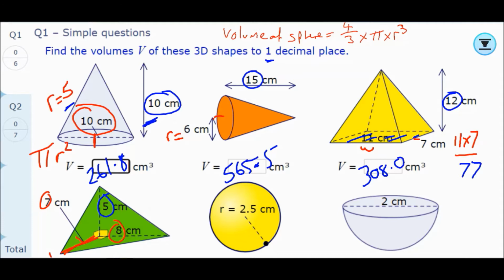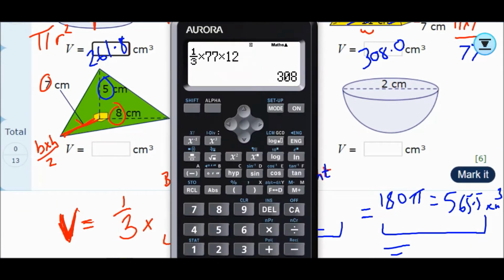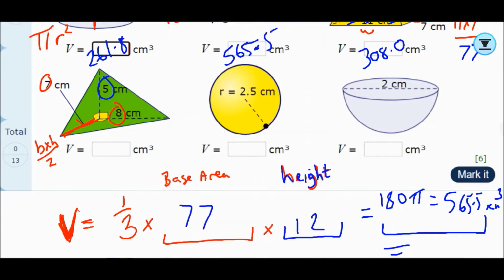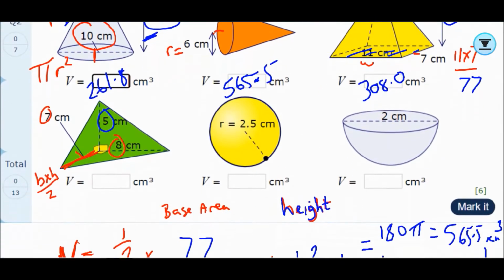77 multiplied by 12 divided by 3. So if we put that into the calculator, 77 times 12 divided by 3, we should end up with the same answer. 77 times 12 equals, divided by 3 gives me 308. Okay, now remember, like I say, it needs it to 1 decimal place, so we have to put the 0.0 in.